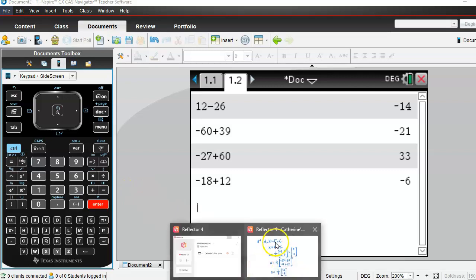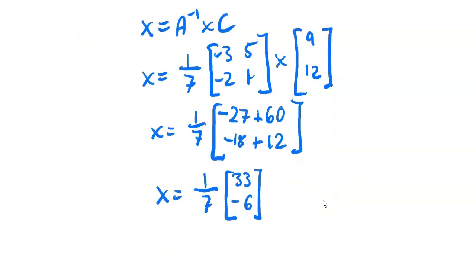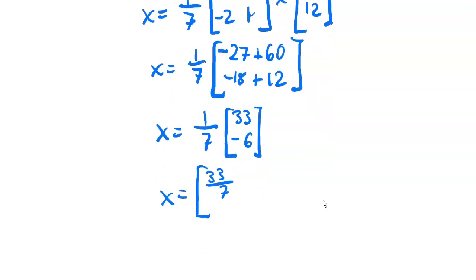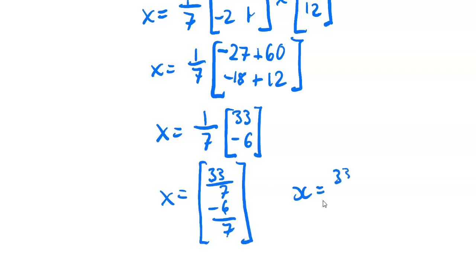Okay, now as I'm wanting to figure out what X and Y is, I can't leave it like that. I've got to multiply that fraction into there. So X equals 33 on 7, and that's negative 6 on 7. So therefore X equals 33 on 7. Y equals negative 6 on 7.